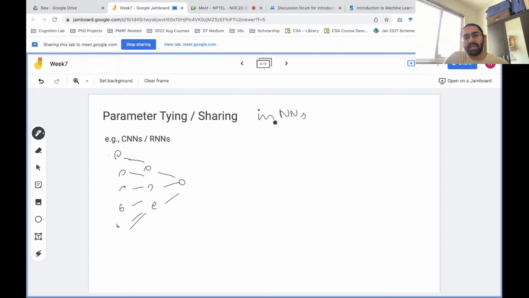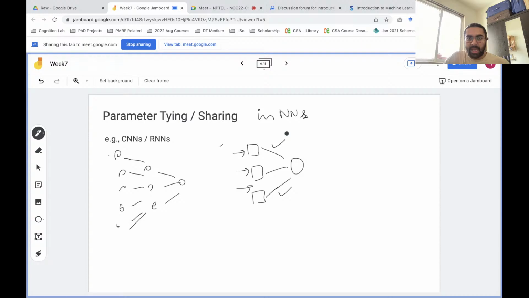So one thing people thought about was, what if we can force some of the weights to be the same across different input points? For example, let's say there is a three-input neural network. Now I say that this weight and this weight are the same. So instead of using W1, W2, W3, I will not use W3, I will use the same weight W1 here.